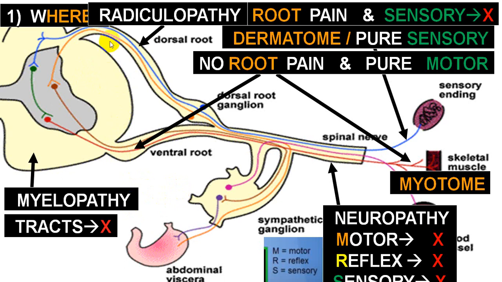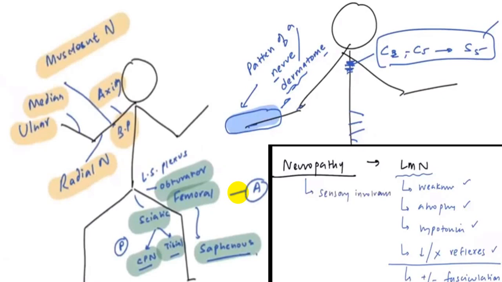When you get involvement of posterior nerve root, root ganglia with spinal cord, then we call it radiculomyelopathy. And if you get an involvement of what we call sympathetic ganglia, then that will produce autonomic nervous system involvement. So this is roughly the idea of peripheral nervous system.